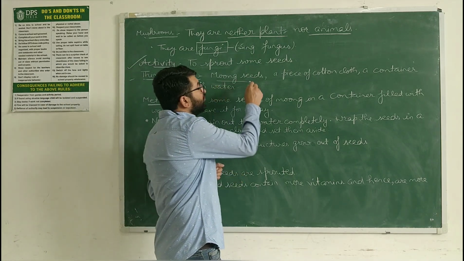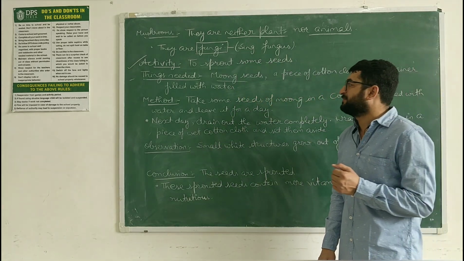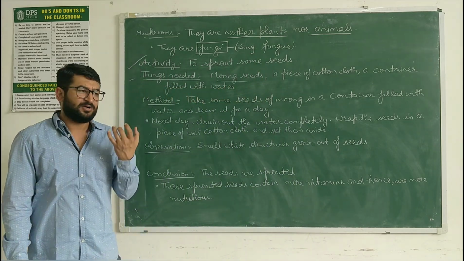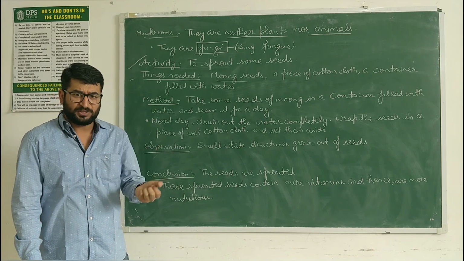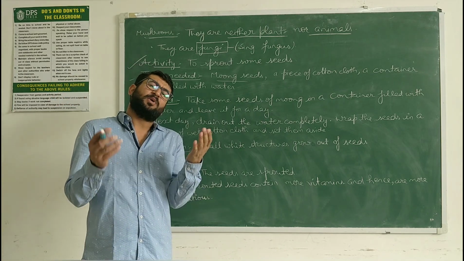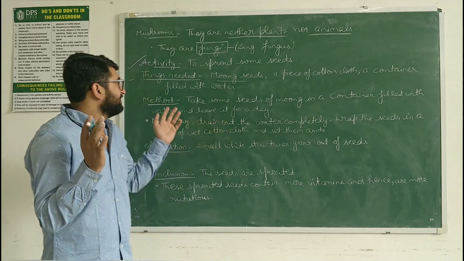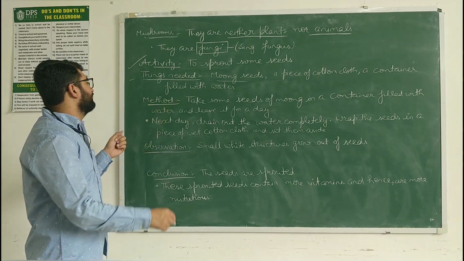We require moong seeds. You can take the gram seeds as well, black gram seeds. You can also take black chickpeas, or green moong dal. We require a cotton cloth, not a wet cotton cloth. We require a container filled with water. There is a device also available in the markets known as sprouter. But these are the traditional requirements for the sprouting of seeds.